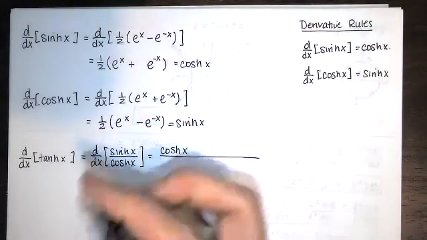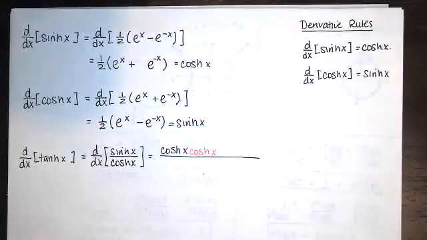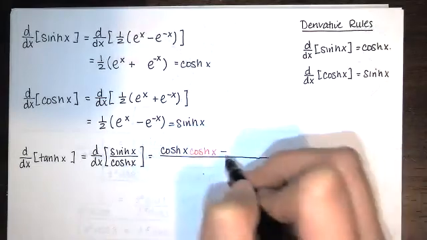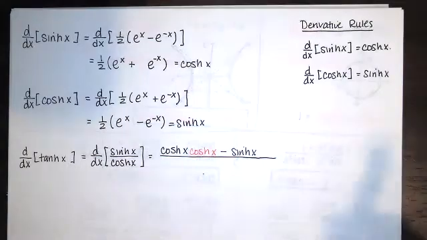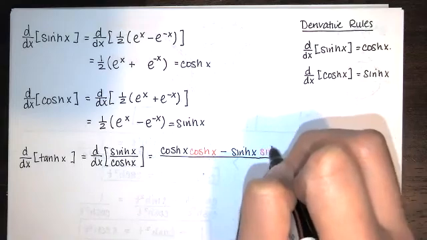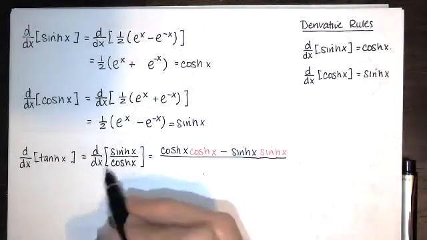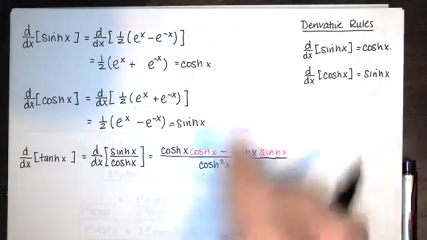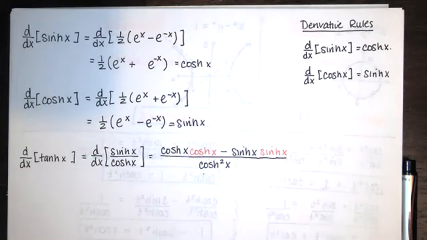Low d high minus the derivative of the top function. Derivative of hyperbolic sine is hyperbolic cosine. Minus, so it's low d high minus high d low. Derivative of hyperbolic cosine is hyperbolic sine, over low low. So I have cosh x squared minus sinh x squared.